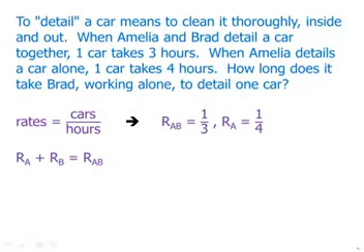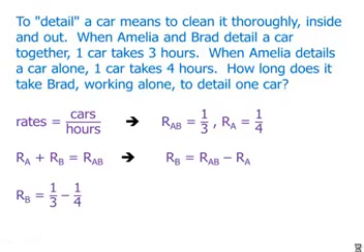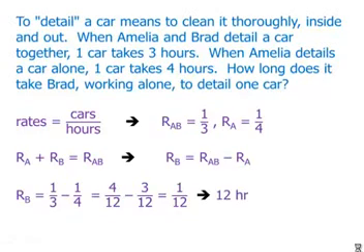And so it must be that when we add the two individual rates, they add up to the combined rate. And so that means that Brad's rate alone must be the combined rate minus Amelia's rate alone. So that's going to be 1/3 minus 1/4. Find a common denominator, subtract, it's 1/12. So Brad works at a rate of 1 car in 12 hours. So in other words, it takes him 12 hours to detail a single car. So that is how we solve an equation like that.